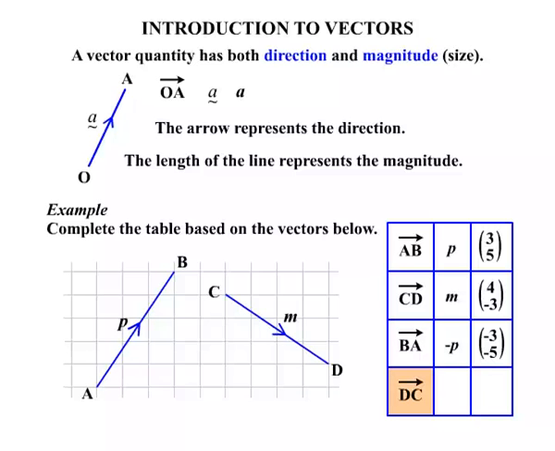Now what about DC? Well again, that arrow is pointing in the direction CD, so we want to reverse that. So now we're looking at the vector DC. So as a result, the m, we're going to write that as -m. And in terms of direction, we're going from the D to the C. So we go across -4, 4 in a negative direction, and we're going up 3. So we write that as (-4, 3).